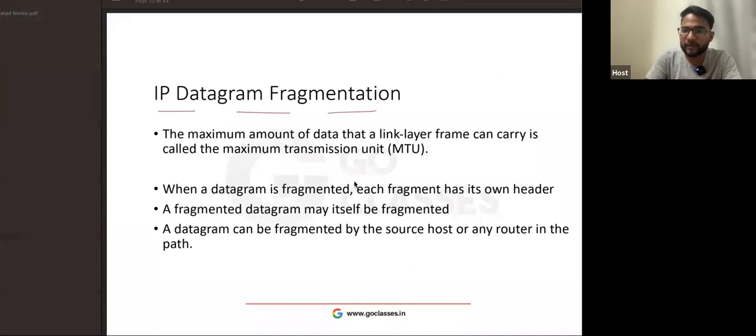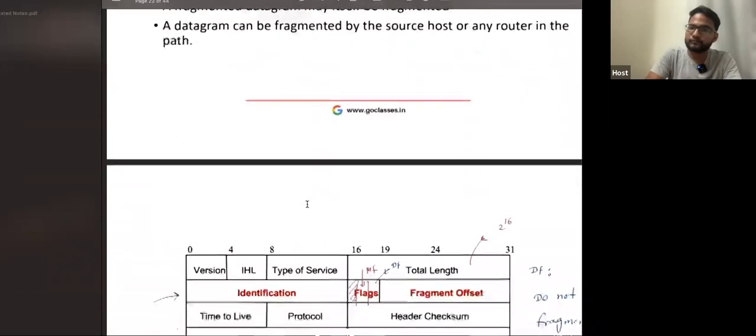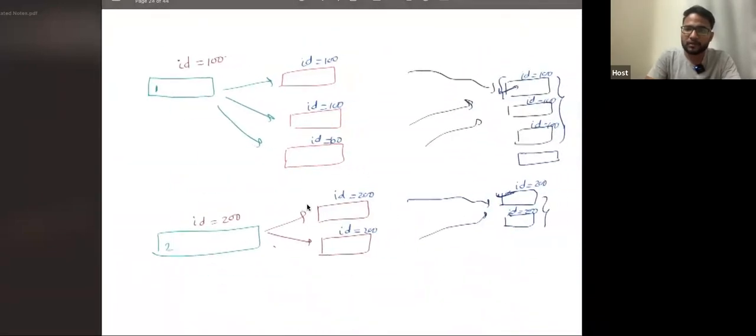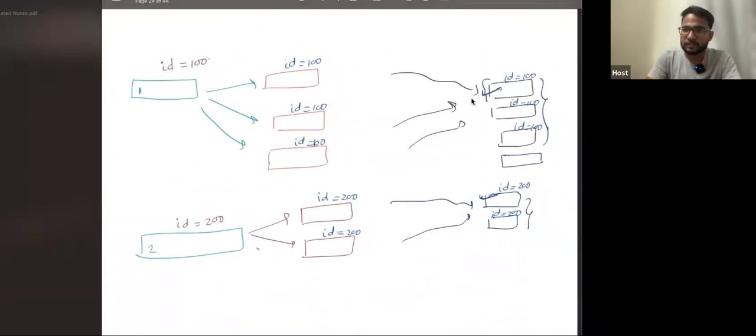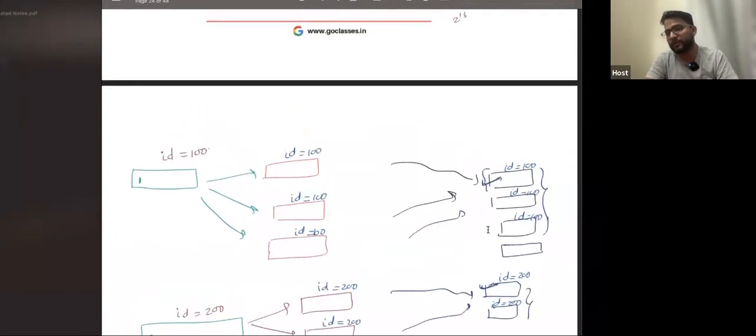Now let's move here. A datagram can be fragmented by the source, or it can also be fragmented by the intermediate routers. So let's take this example. Suppose I am fragmenting this into 3 parts. Whatever the identification number is, it will be the same in all the fragments. If this is 100, it will be 100 in all the fragments. If this is 200, it will be 200 in all the fragments. That is so that reassembly can happen at the destination, and only at the destination, not in between, because there is no point in reassembling in between. Maybe I need to further divide it again, so why reassemble in between?